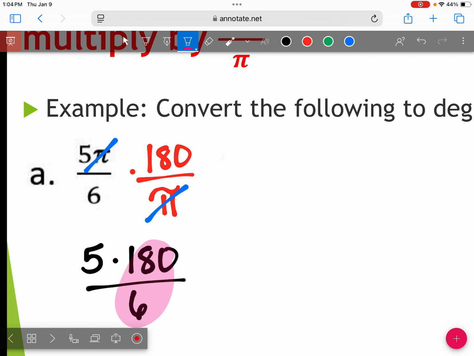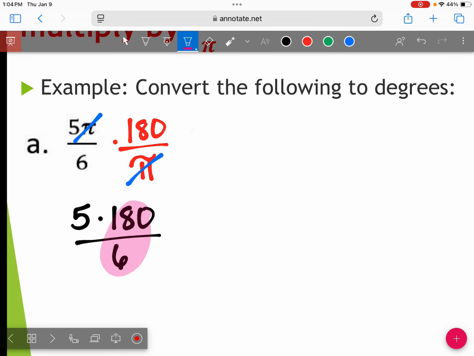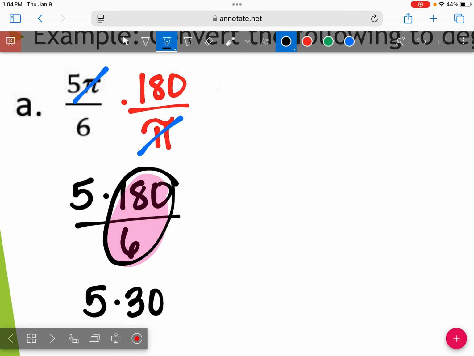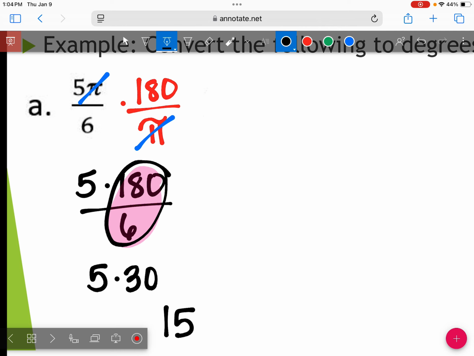3. So it'd be not 3, but wait. Yeah, so 6 goes into 18 3 times. So how many times does 6 go into 180? 30 times. So I can just change this to 30. So I have 5 times 30, and my final answer is 150. So sometimes it's easier to divide first, and sometimes it's easier to multiply first. Either way, you'll still get the answer, no problem.